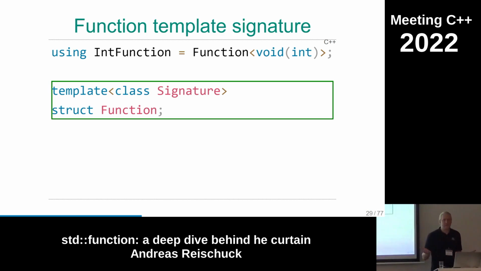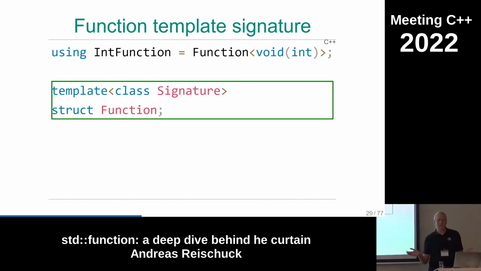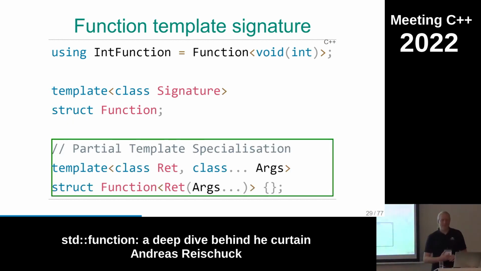But how do we access the arguments and the return value now? We somehow have to know which types are the arguments and what the return type of the signature is. The thing we use for that is partial template specialization. So what we do here is we say, okay, there is a struct named function, and this is a template. It's templated by one type argument. And now we say we have no implementation for that. We don't know how to implement function for any type, but we know how to implement function for a function signature.